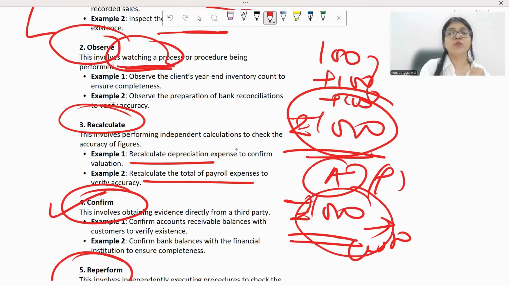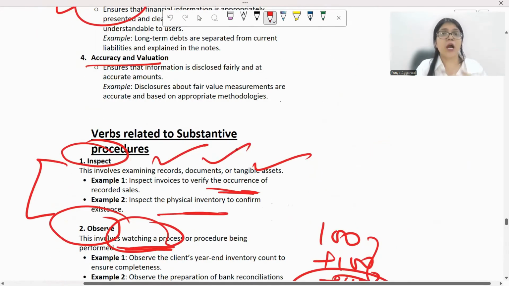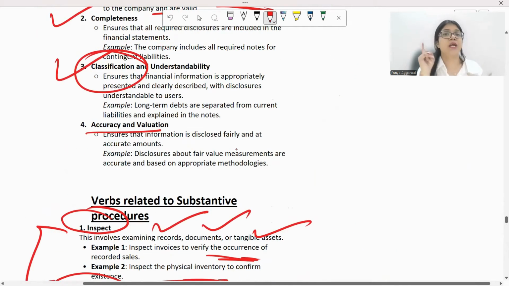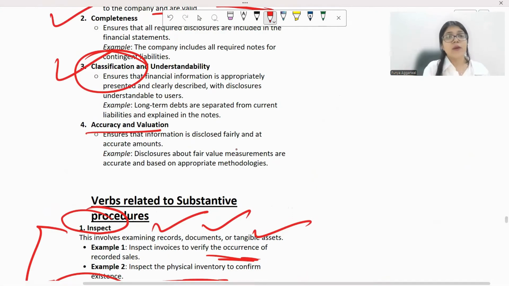So I hope with this video you have little bit understood about the verbs as well as the assertions that we use in substantive procedures. Guys, this is really very important.